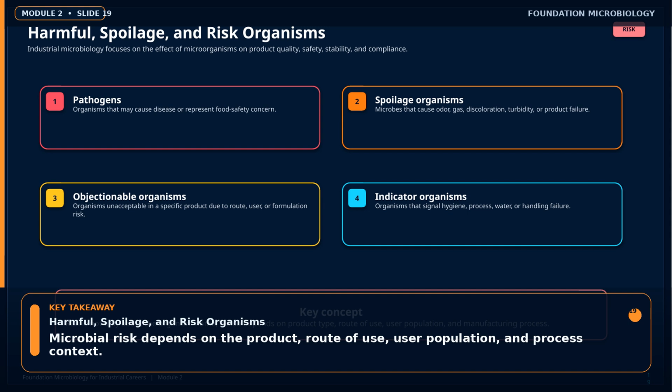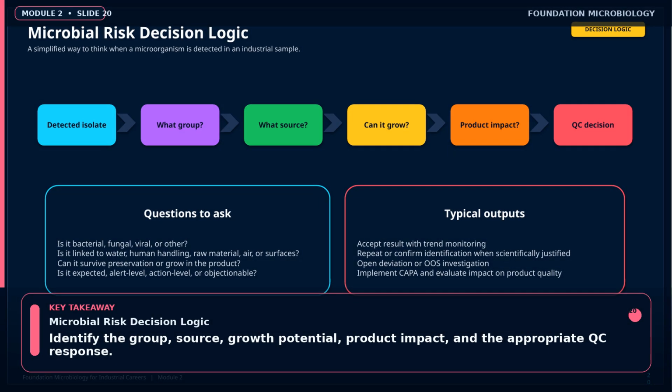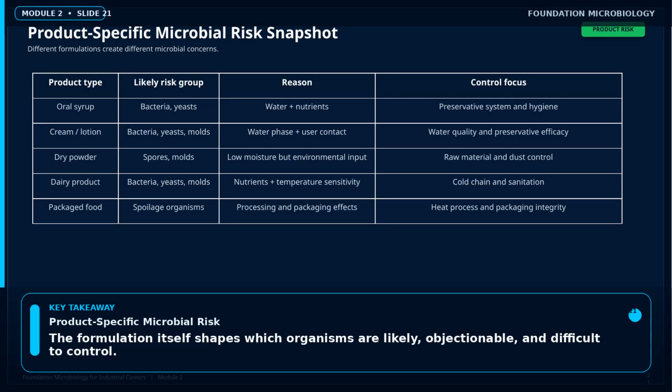Pathogens, spoilage organisms, objectionable organisms, and indicator organisms each require a different level of concern and response. When an isolate is detected, the first questions are what group it belongs to, where it may have come from, and whether it can survive or grow in the product. Those answers support a practical quality control decision, from trend monitoring to confirmation testing, deviation investigation, or corrective and preventive action. Product-specific risk depends strongly on formulation and use.